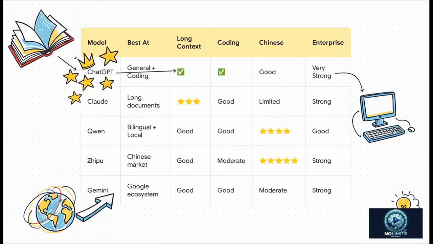Okay, let's pull it all together and look at them side by side. This table gives you a really quick comparison. You can see our main three, plus a couple of others like Qwen and Zipu AI, which are really powerful, especially in bilingual and Chinese language situations. But the key takeaway is right there in the ratings. Notice how Claude is the absolute champion of long context, while ChatGPT really shines in general use and coding. This is your cheat sheet for picking the right tool for the job.